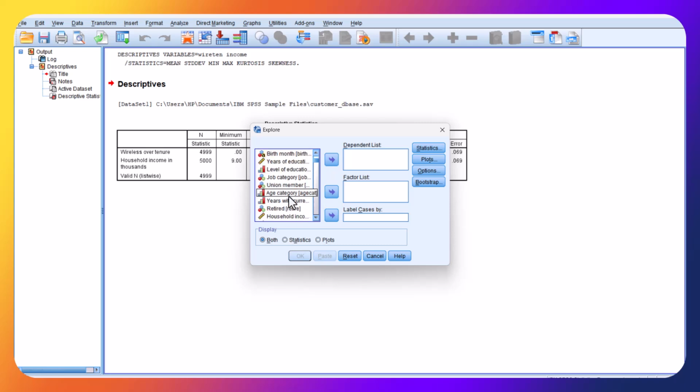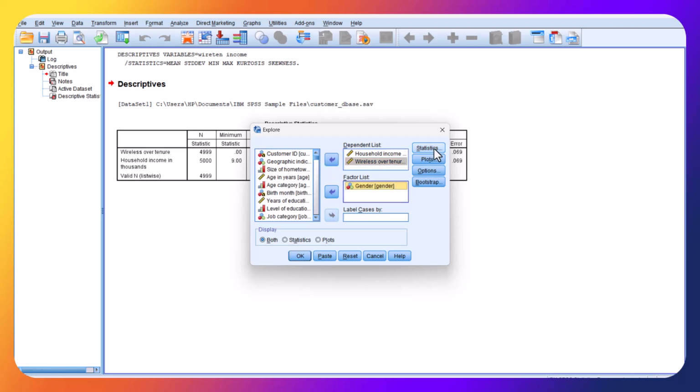So let's do it. Wireless over tenure and the household income. Because of the large amount of data present in this particular data set, the variables are hard to find. So this is it. Then our factor variable is going to be gender. I just want to show us what I mean.